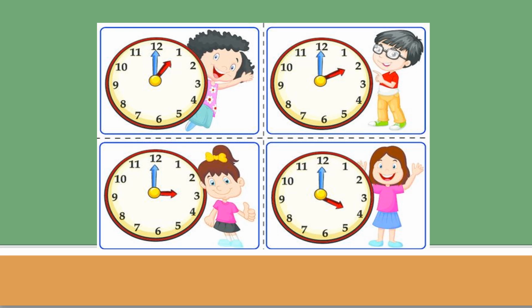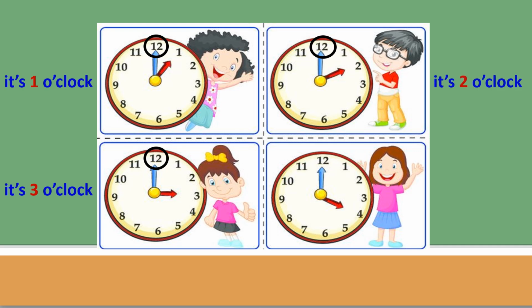Let's practice. In the first clock here, the short hand points to 1. The long hand points to 12. It means 1 o'clock. And in the second clock here, the short hand points to 3 and the long hand points to 12. It means 3 o'clock. Here, the short hand points to 2 and the long hand points to 12. It means 2 o'clock. The last clock here, the short hand points to 4 and the long hand points to 12. It means 4 o'clock.